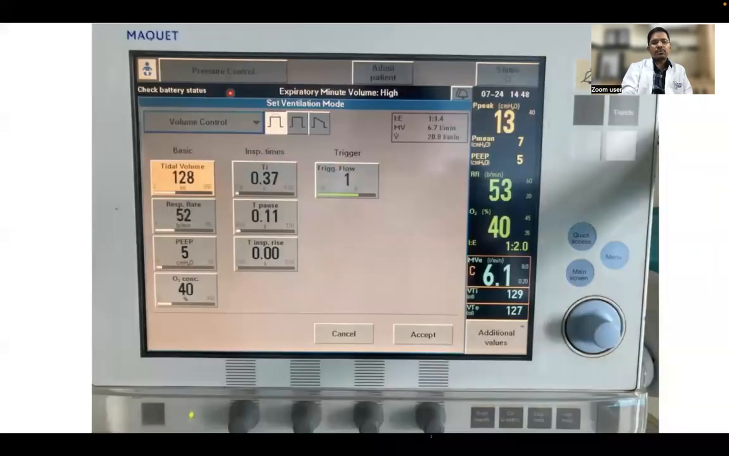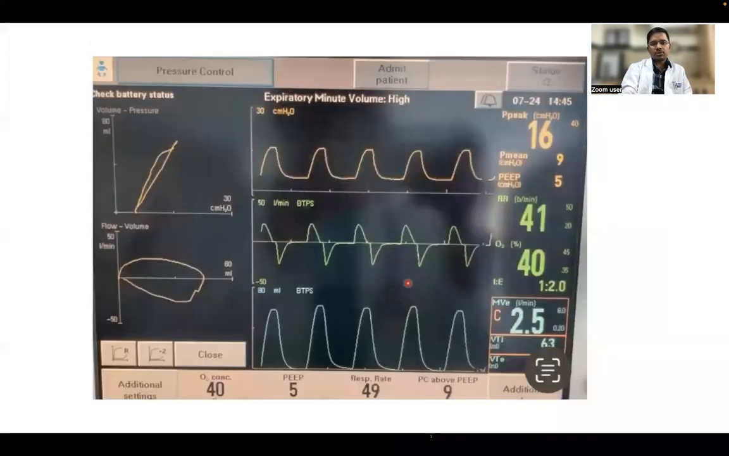Next, in volume control ventilation, we generally set the tidal volume, and whenever we change the tidal volume, automatically the minute volume as well as the flow will change. Increase the tidal volume, flow will increase, and minute volume also will increase. Other parameters are almost the same. We always keep the I:E ratio 1:2 in volume control ventilation also.